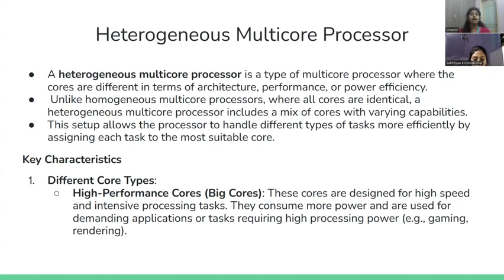Now let's look into the high performance cores, which are the big cores. High performance cores are designed for speed and can handle demanding, intensive processing tasks. They operate at high clock speeds and are optimized to deliver maximum performance, making them ideal for heavy computational work. The use cases for high performance cores include gaming, video rendering, and running complex applications that require fast and powerful computation.